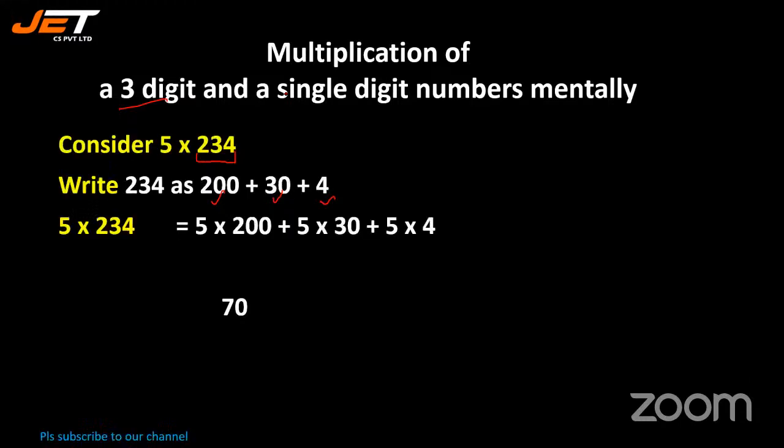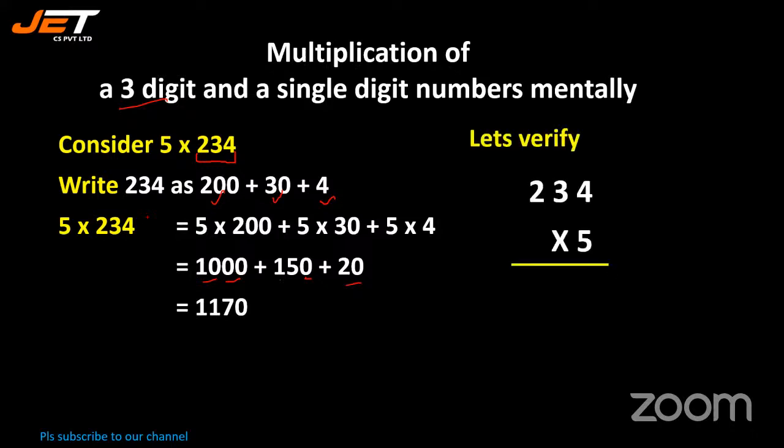5 times 200 plus 5 times 30 plus 5 times 4. So 5 times 2 is 10 and 2 zeros here. 5 times 3 is 15, 1 zero here. 5 times 4 is 20. So 1000 plus 150 plus 20 is 1170. Okay.